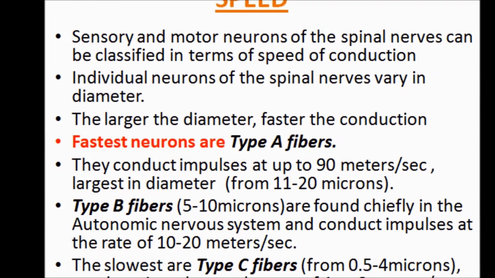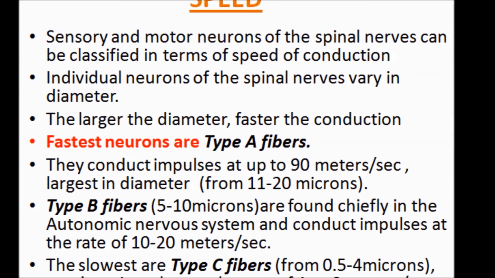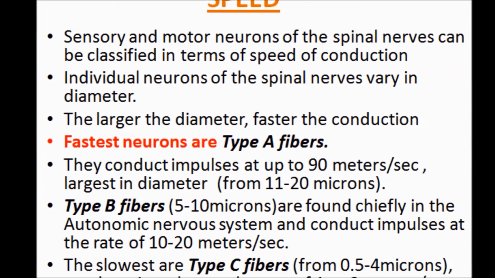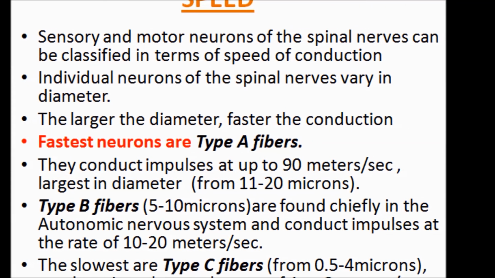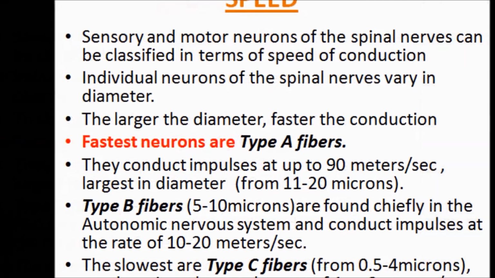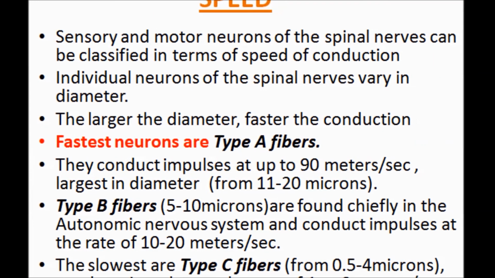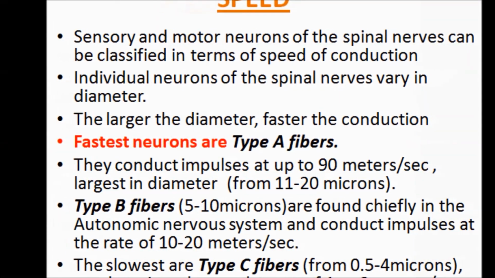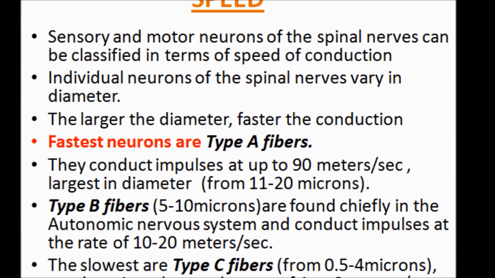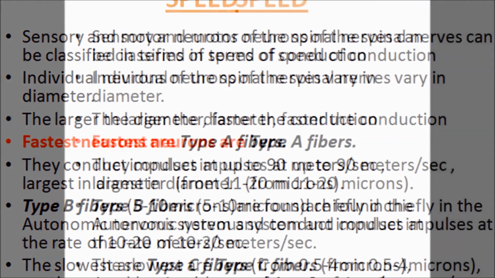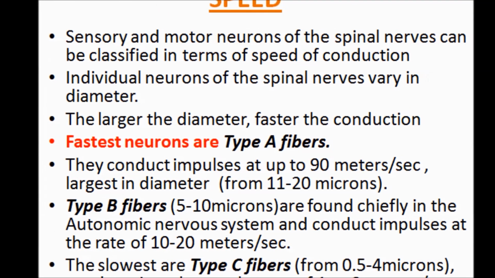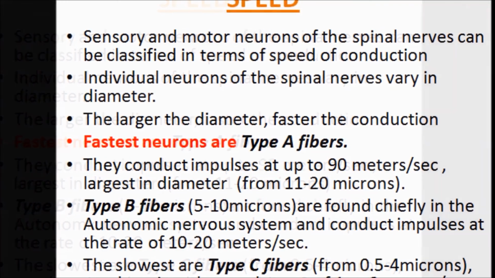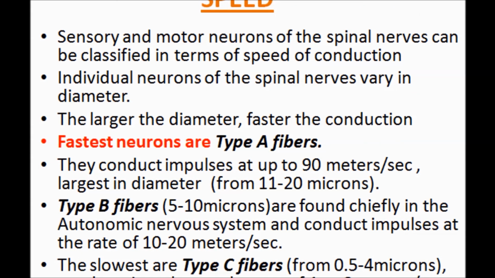They conduct impulses at up to 90 meters per second and they are largest in diameter, that is from 11 to 20 microns. The type B fibers, which are 5 to 10 microns, are found chiefly in the autonomic nervous system and conduct impulses at the rate of 10 to 20 meters per second. The slowest are the type C fibers, that is from 0.5 to 4 microns. They conduct impulses at the rate of 1 or 2 meters per second.